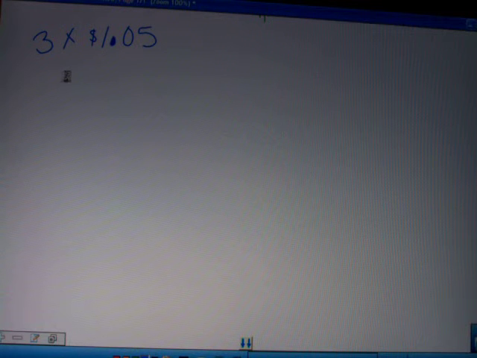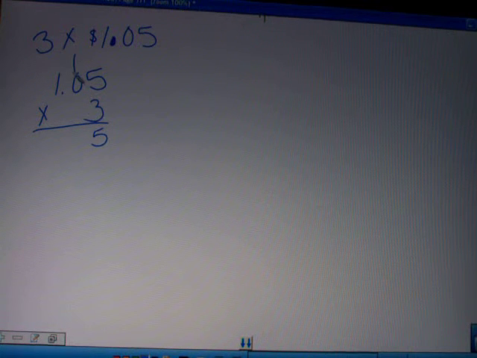So when I go through and solve the algorithm, I'm going to multiply as if I'm multiplying whole numbers, and then plug in my decimal at the end. So I'm going to multiply 3 times 15. 3 times 5, which is 15. And then 3 times 0, which is 0, plus 1 is 1. And then 3 times 1, which is 3. And if you think about it, if I have $1 3 times, I have $3, and I have 5 cents 3 times, that's 15 cents. So it would make sense that it's $3.15.